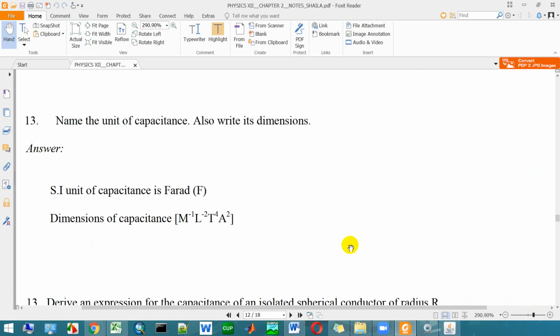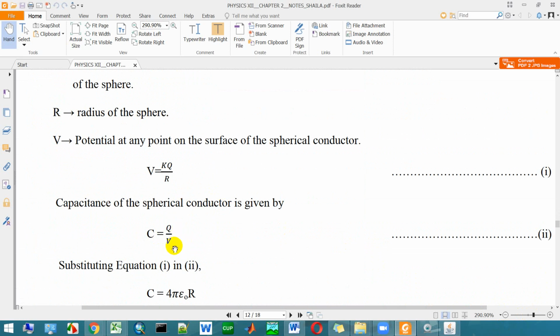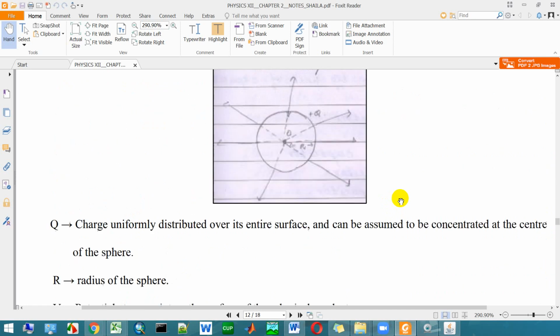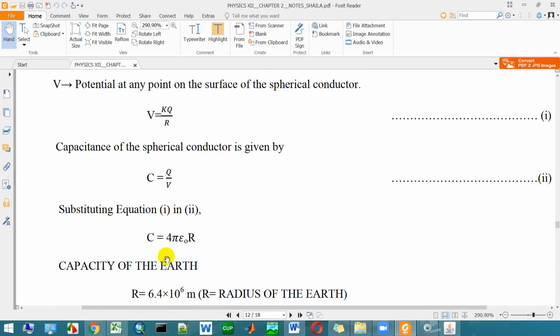So from here we get C is Q by V. But what is V again? V is kQ by R. So two equations: one equation V is kQ by R, the second equation C is Q by V. In this V, we substitute the first equation. After substituting, we get C is 4 pi epsilon naught R, for an isolated spherical conductor. From these two equations, capacitance is 4 pi epsilon naught R.